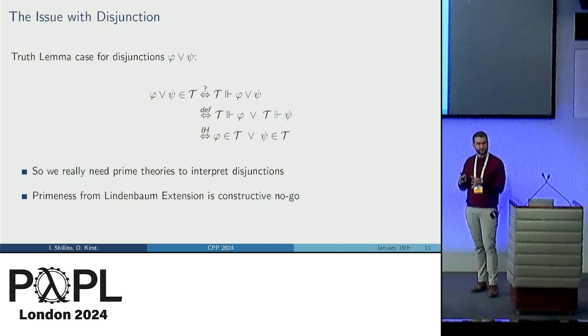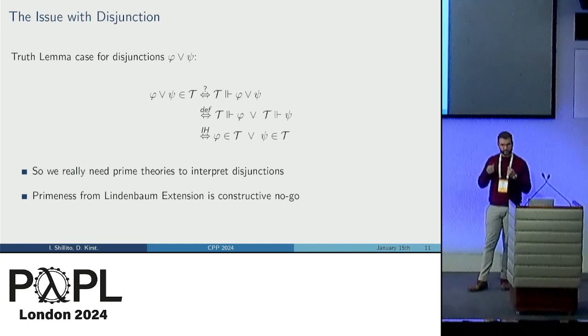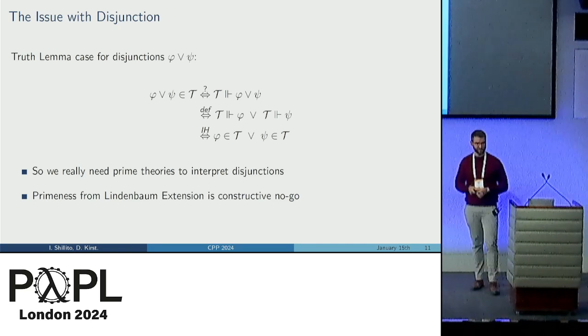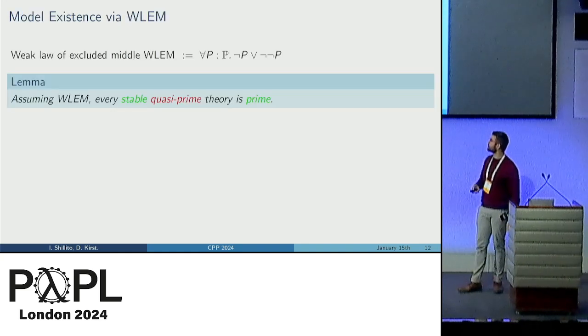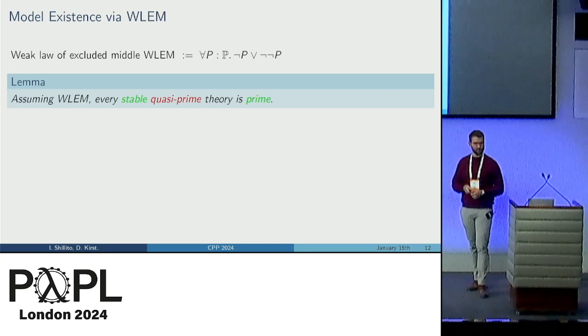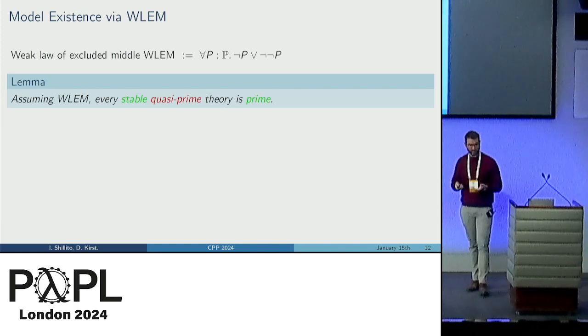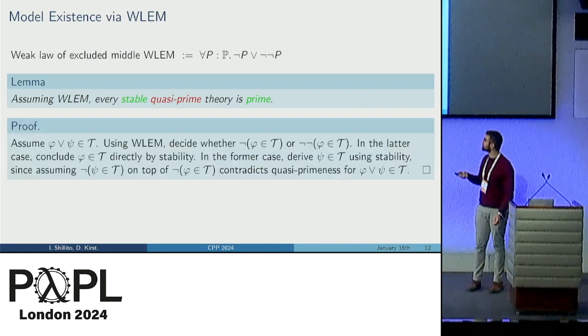So the only thing we have to do at that stage, which is left, is, well, we assume some classical axioms and hope that they are exactly characterizing what is going on. And one thing that we found is that the weak excluded middle plays a role, in the sense that if you assume the weak excluded middle, then every such stable quasi-prime theory that we get for free constructively can be considered to be prime. And the idea is, if you remember, weak excluded middle was excluded middle for negative propositions. Since membership in stable theories is negative, you can just do case distinctions. So the proof is pretty straightforward.